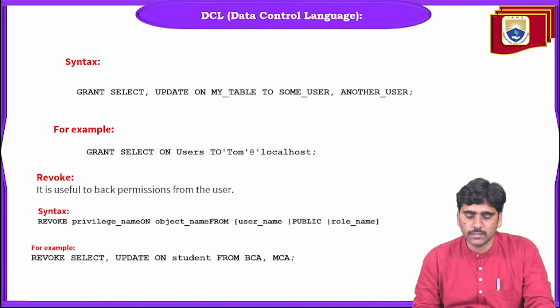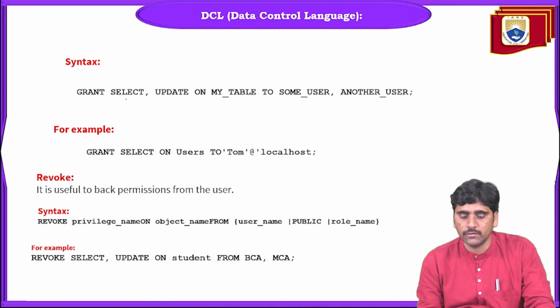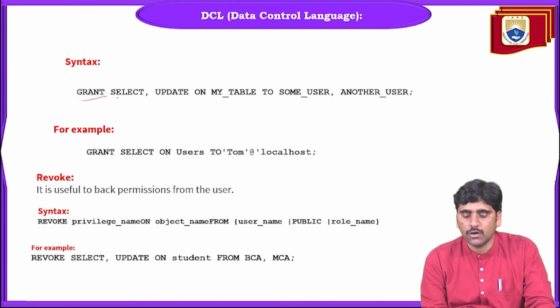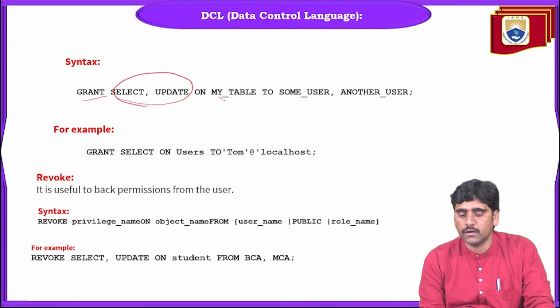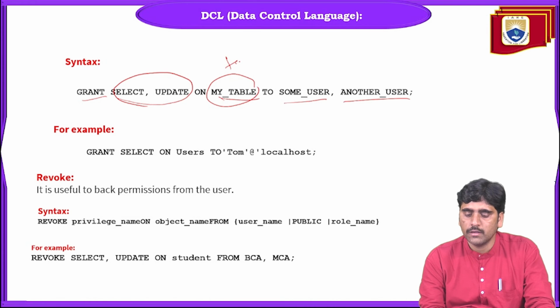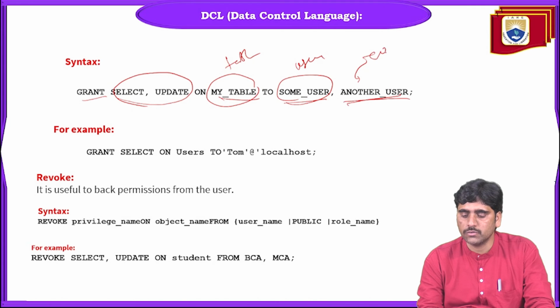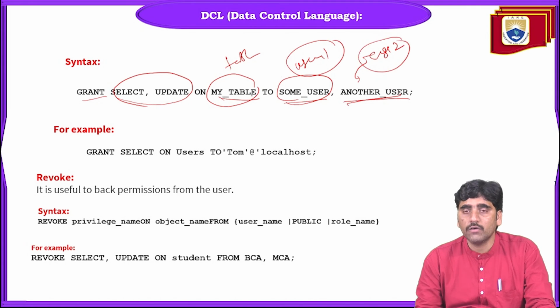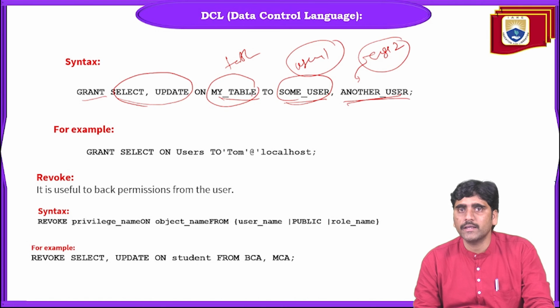You can see the syntax here. How can we grant? You can apply the grant command on select and update on my table to some user or another user. You can mention the table name, the username, or you can mention a second user also. So you can mention user 1, user 2 for these granting permissions.